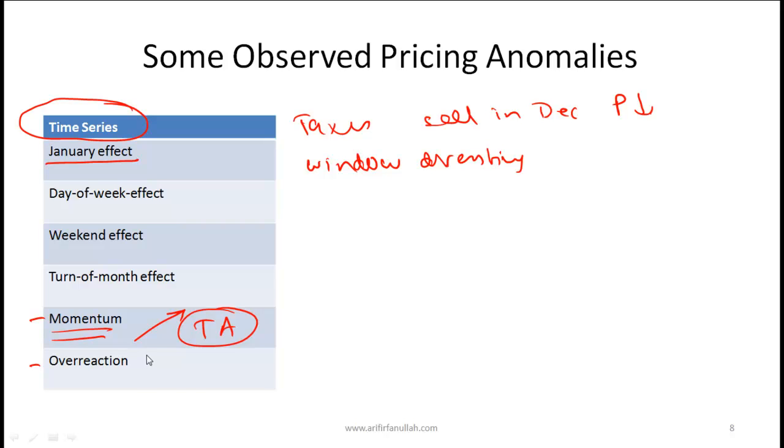The overreaction effect refers to finding stocks that have not performed well over the last few years, and if this is the case, then the stock price might be lower than what it should be, and hence an investor who buys those stocks at a price that is lower than it should be can profit in the future.